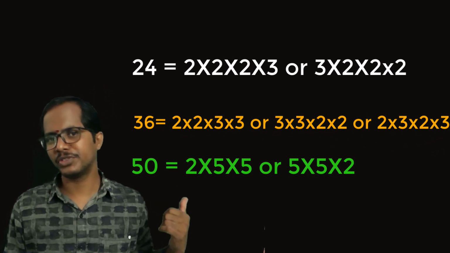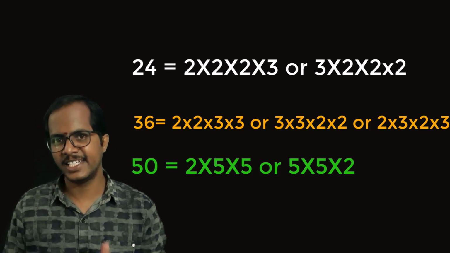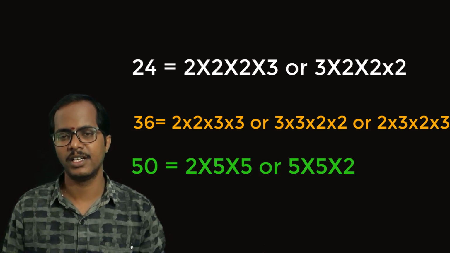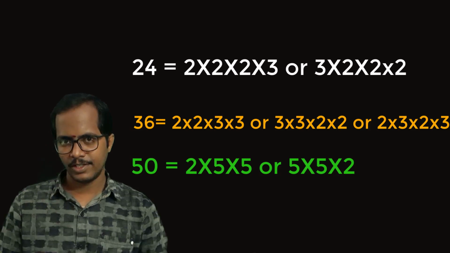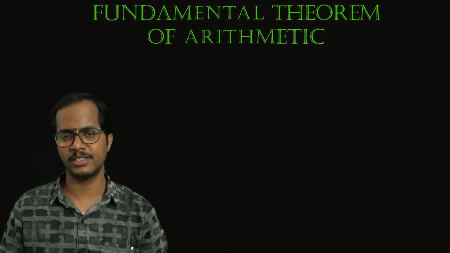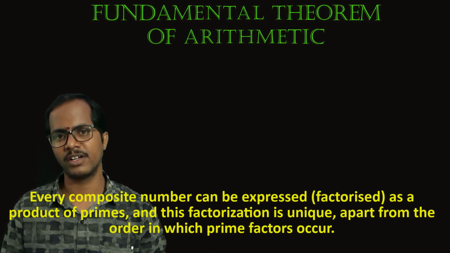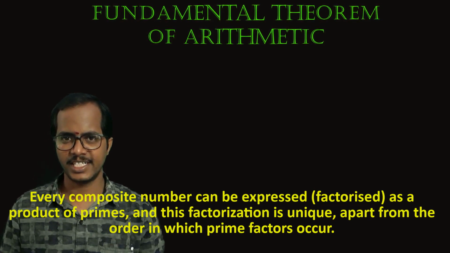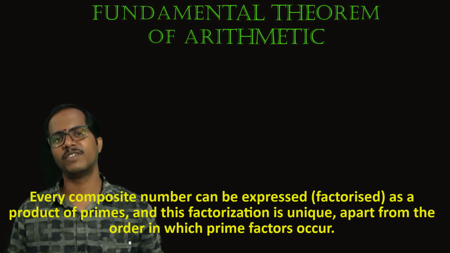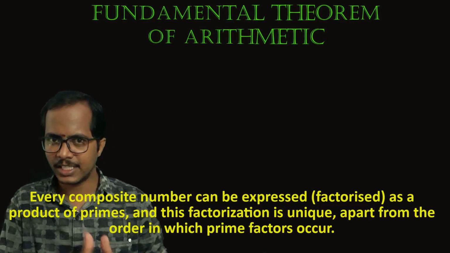So like this, every composite number can be factorized using prime factors, and this factorization is unique. That means we can express every composite number with the same prime numbers, apart from the order in which the prime factors occur. This gives us the fundamental theorem of arithmetic. The fundamental theorem of arithmetic says that every composite number can be factorized or expressed as a product of primes, and this factorization is unique apart from the order in which the prime factors occur. So that means from this we can understand that every composite number can be factorized to its prime factors, and that prime factorization is unique.